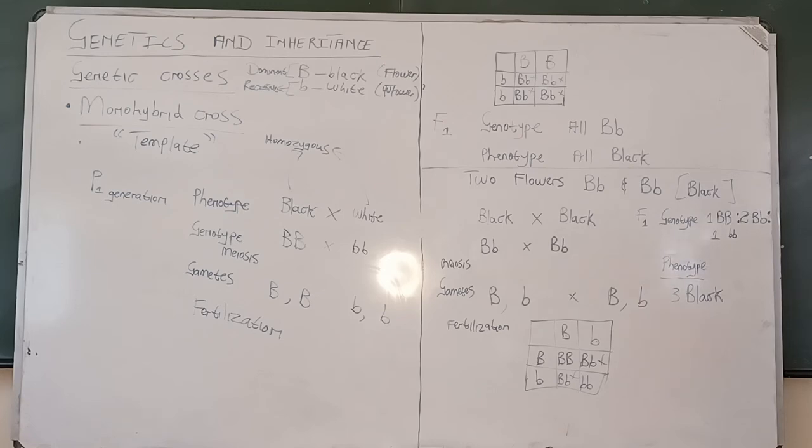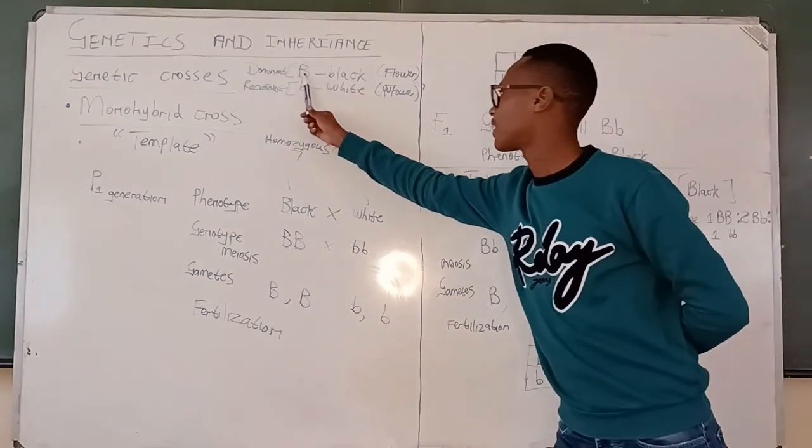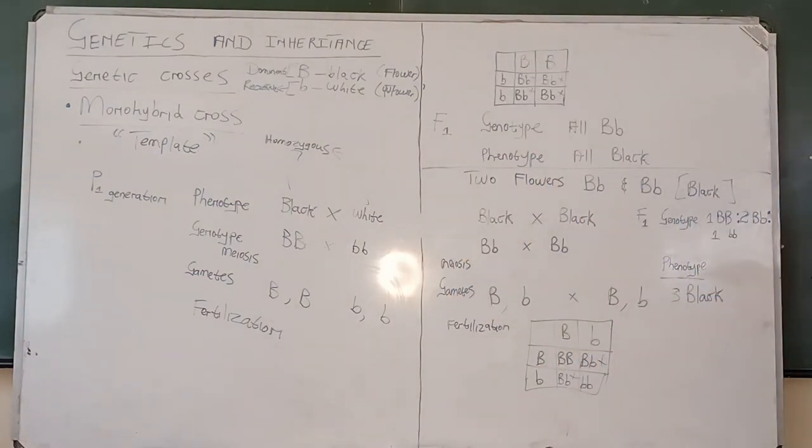Why 3 of them can become black? Because you can see that we have this capital letter B, the dominant B, which shows us that B is for black. It's dominant. It's going to influence the phenotype. That's why wherever we have capital letter B, we're going to say that the phenotype is going to be black. That's why I'm saying 3 of them are black.